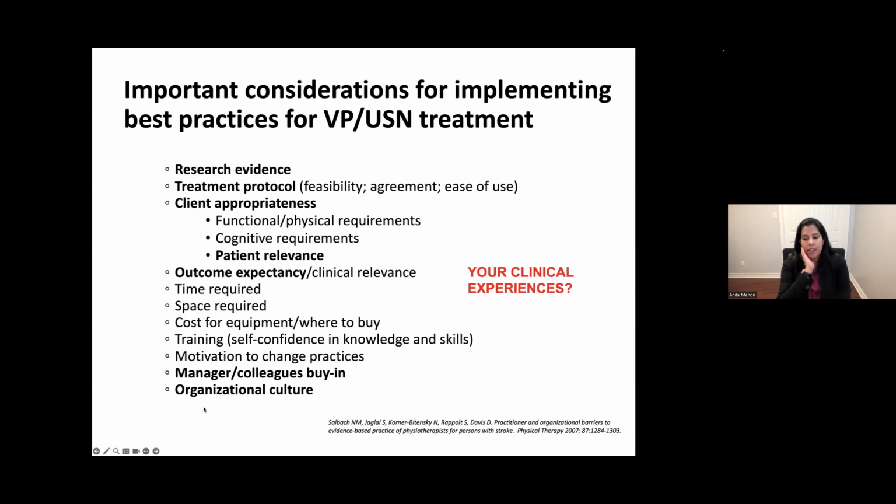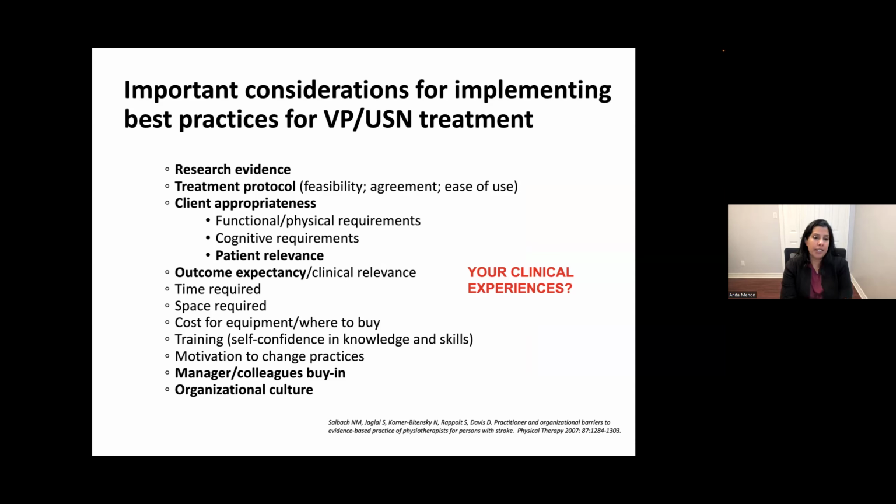So just a final thoughts in terms of important considerations to think about when implementing best practices for visual perception in USN treatment is that we always want to think back. So when we think back to what we've seen so far in terms of different types of interventions, we really want to look at, what's the research evidence that's been documented in terms of supporting and testing the effectiveness of that particular treatment strategy.